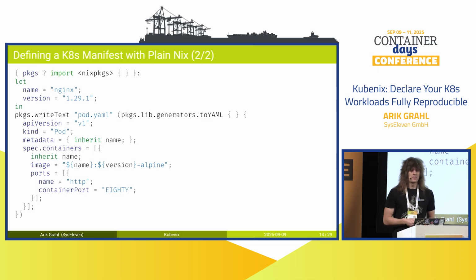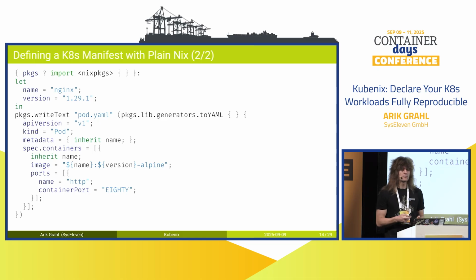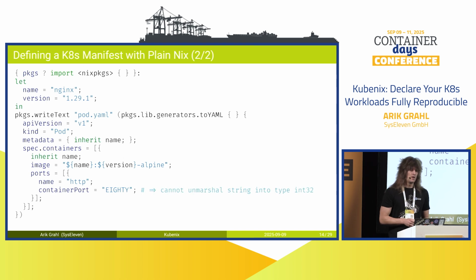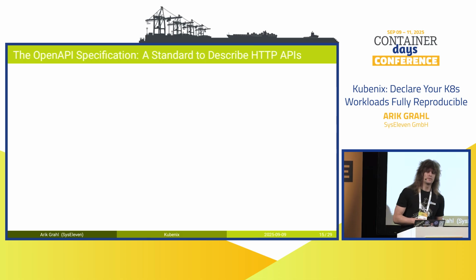And here's the catch: there's no type safety. Let's say you make a mistake and accidentally set the container port to the string 80 rather than an integer. Nix would be perfectly happy to generate this YAML file, just like helm template would, for instance. As you can see by the error message, this will also only break when passed to a downstream component like the Kubernetes API server. So this is where the OpenAPI specification comes in.